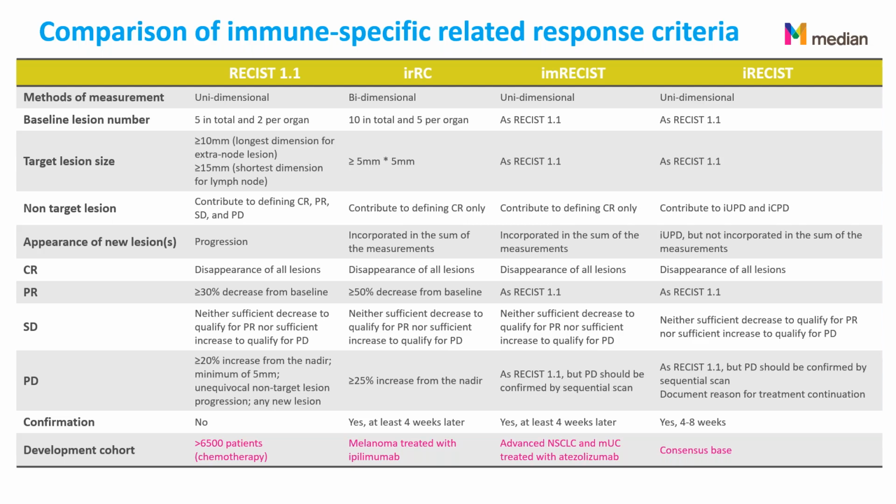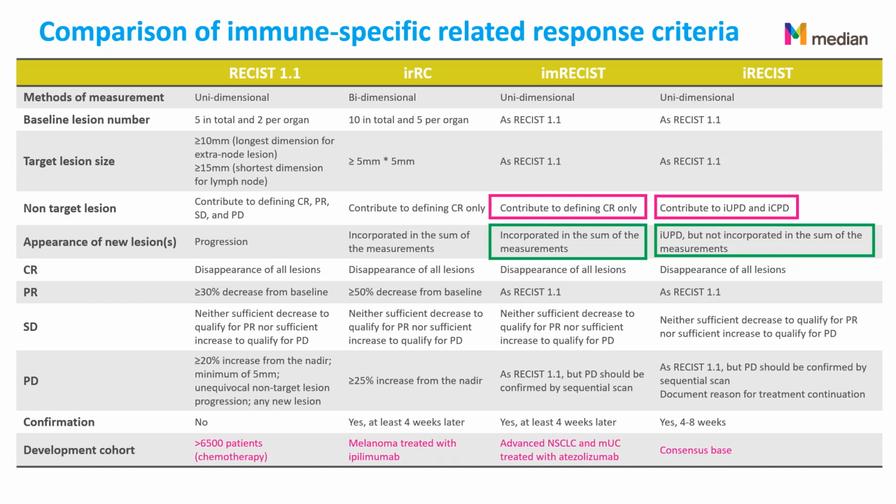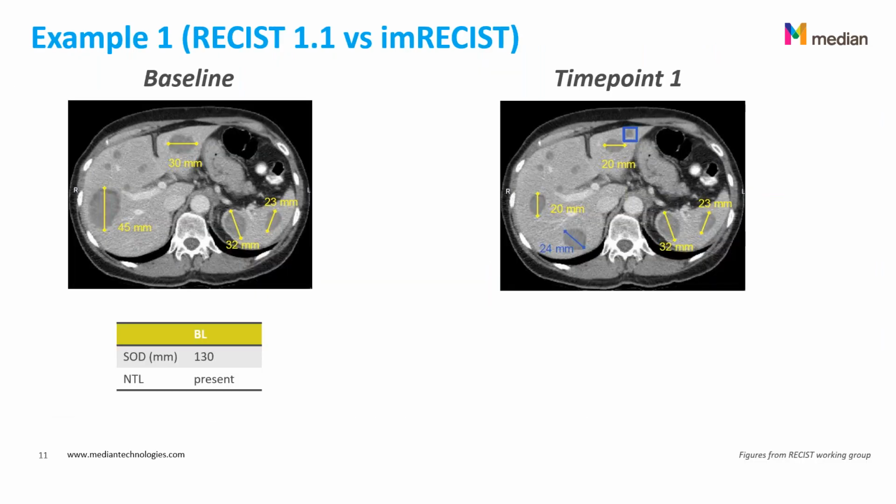For iRECIST, new terminology was introduced, including immune complete response, iCR, immune stable disease, iSD, immune partial response, iPR, immune unconfirmed progressive disease, iUPD, and immune confirmed progressive disease, iCPD. The difference between IMRECIST and iRECIST is two main points. In IMRECIST, non-target lesions contribute to defining CR only, but have no impact on PD, and the new lesions are incorporated into tumor burden. For iRECIST, non-target lesion and equivocal progression will also trigger iUPD and iCPD, and new lesions will be measured separately and not incorporated into the sum of measurements.